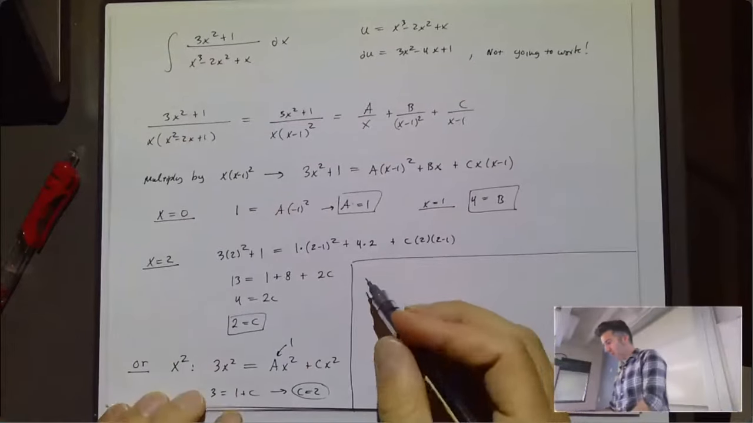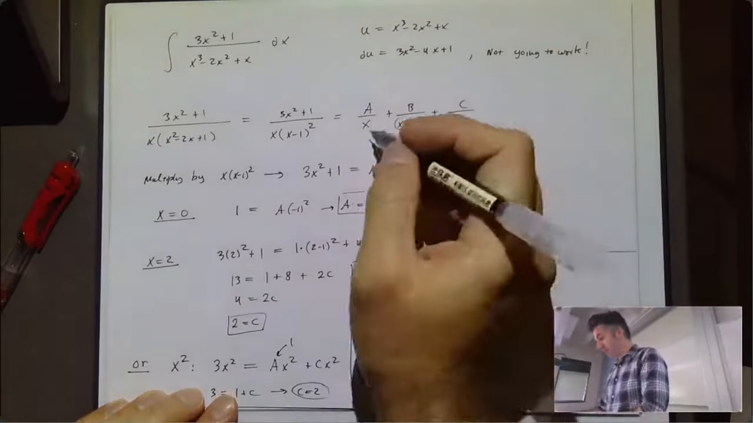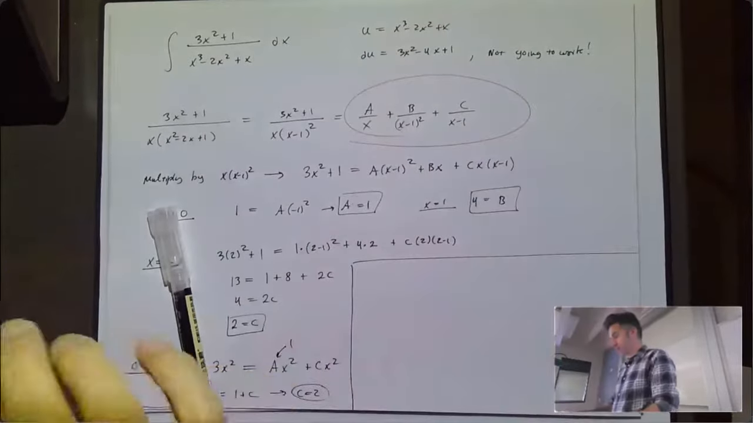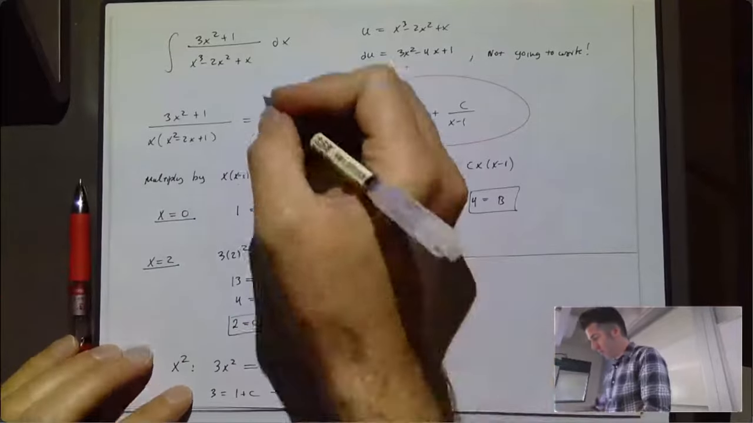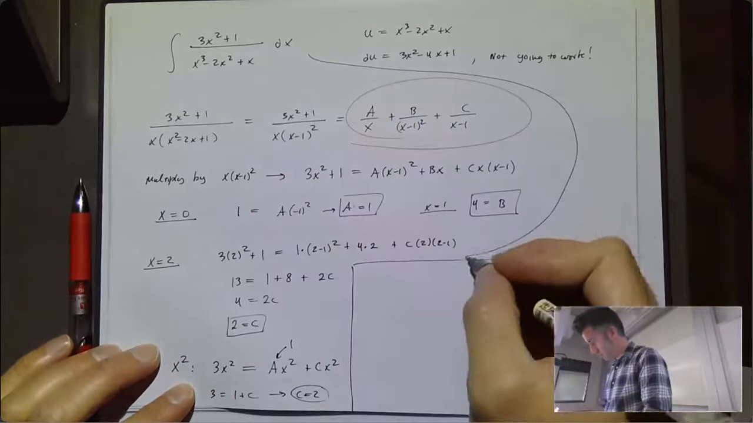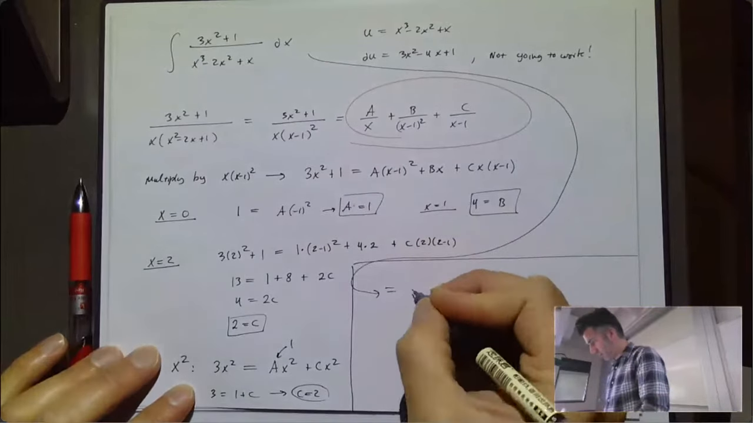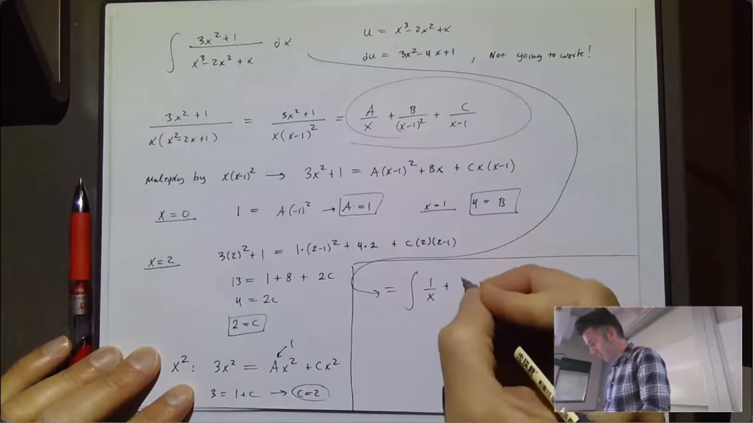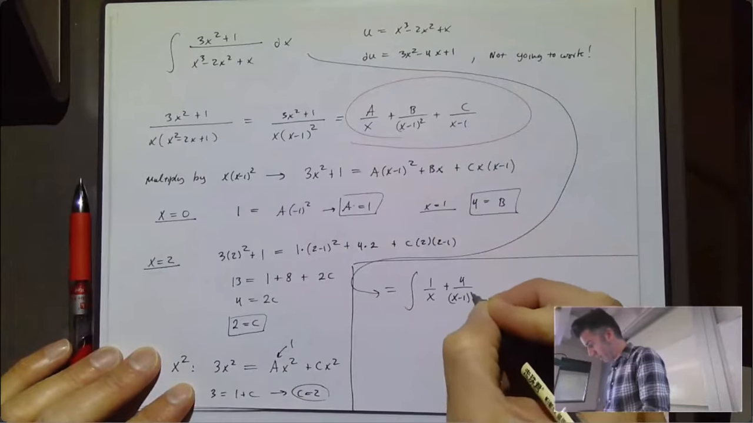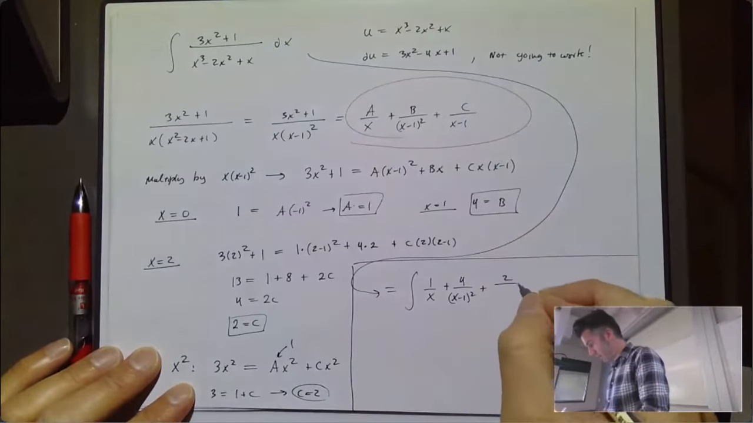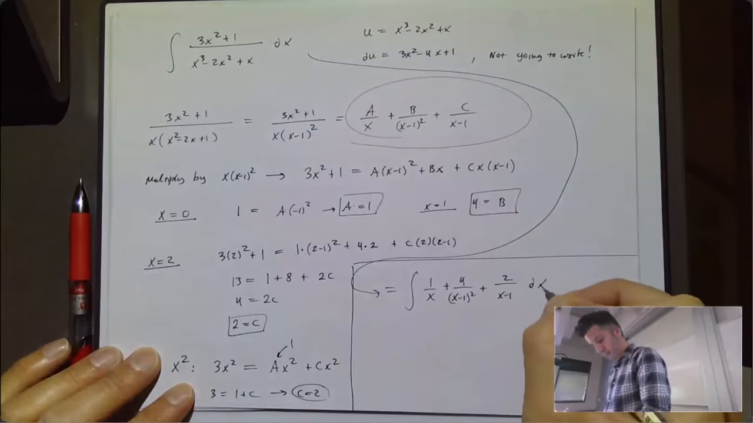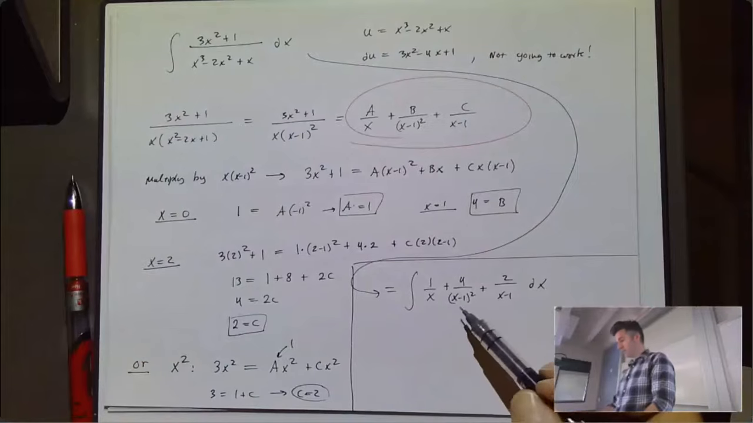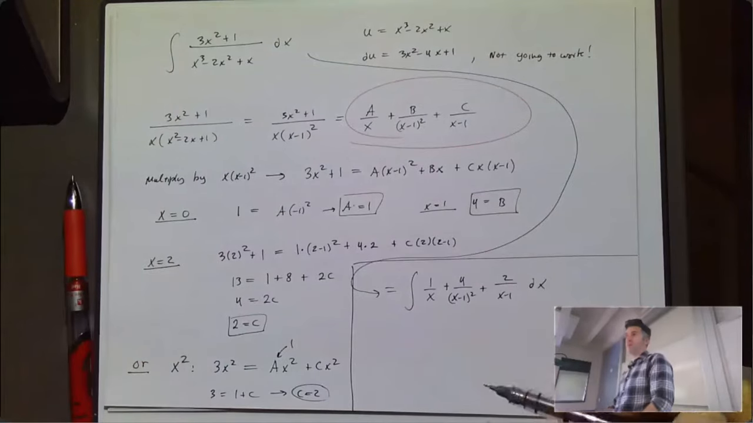So I go back and again, I'm just going to be integrating this new thing here. So my integral should be equal to the integral of A over x plus B over (x minus 1) squared plus C over (x minus 1). Okay. So two of these pieces are easy. The 1 over x and the 2 over x minus 1 both end up being natural logs.